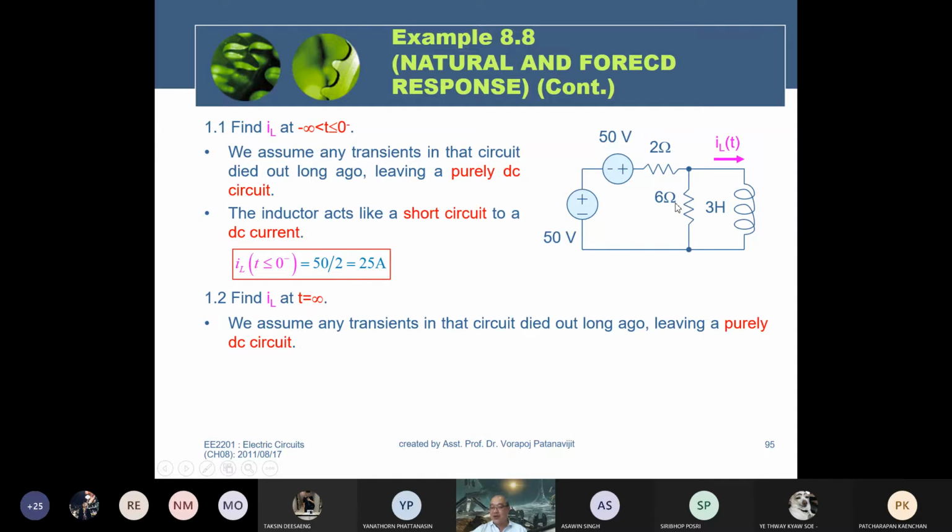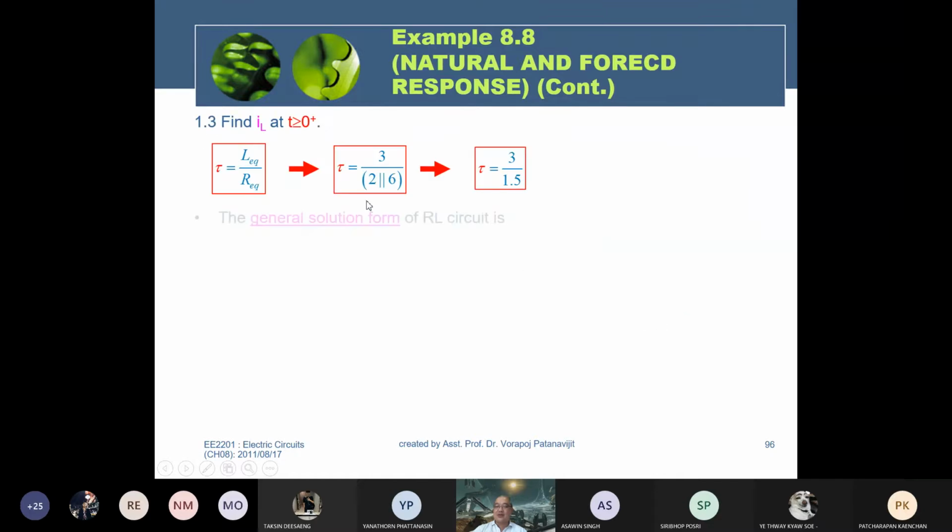Even though no current flows in the 6 ohm during its short circuit, the 6 ohm still plays an important role in the time constant. For time greater than 0, both sources are activated, and you kill every source in order to determine the equivalent resistance. When you kill the voltage source, you can see that the 2 ohm is parallel with the 6 ohm. Therefore, the equivalent resistance equals 1.5. 2 ohm parallel with the 6 ohm.